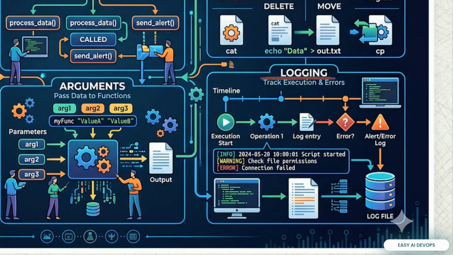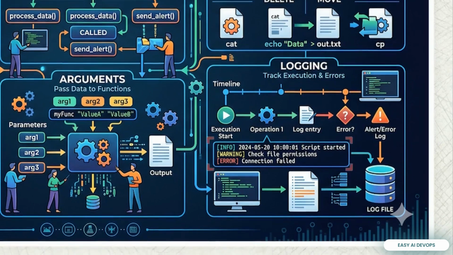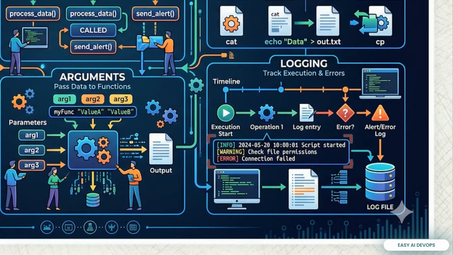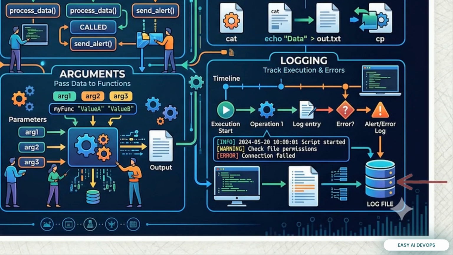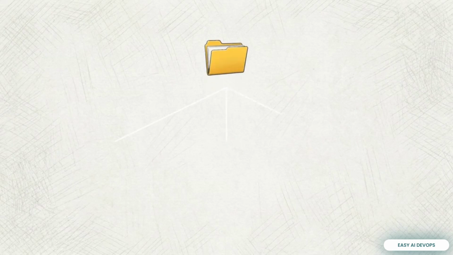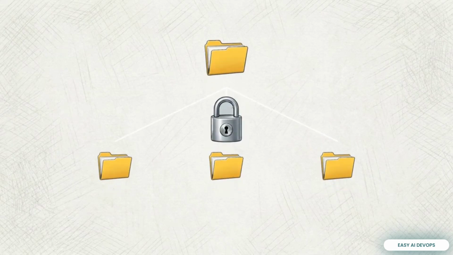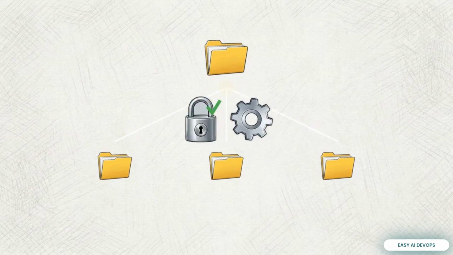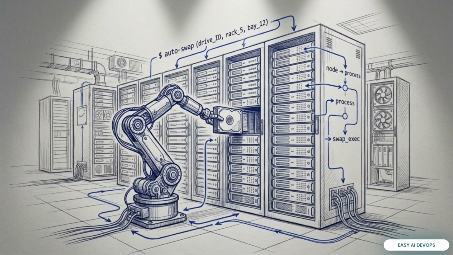Focusing on the logging timeline, we see a crucial final step. A good script always writes down exactly what it did. Appending outputs to a log file means a human administrator can review the exact history later. Combine a solid file hierarchy, sharp permission controls, and automated shell scripts, and you build an infrastructure that actively manages itself.